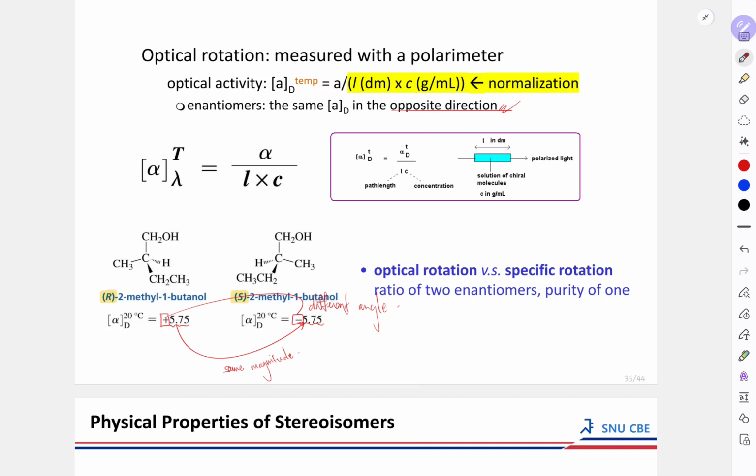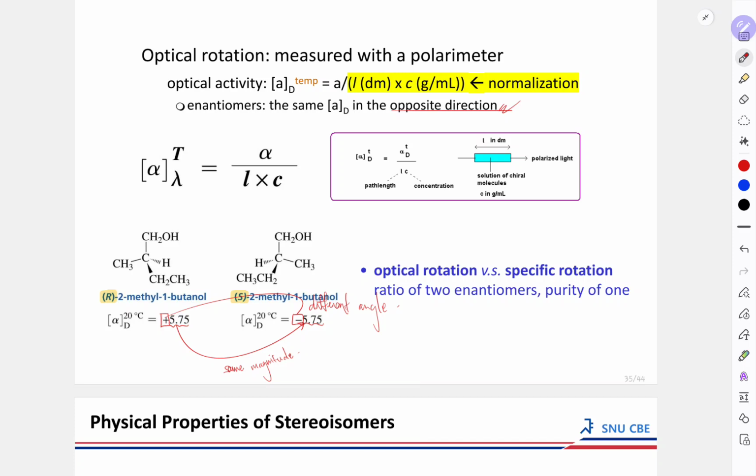And your sample has a mixture of these two. Still, this can give you some optical rotation, unless these two are in exactly a 1-to-1 ratio. So from the raw measured value and comparing that with the specific rotation, you can get a sense of the purity of your sample: how much R form exists or how much S form exists.